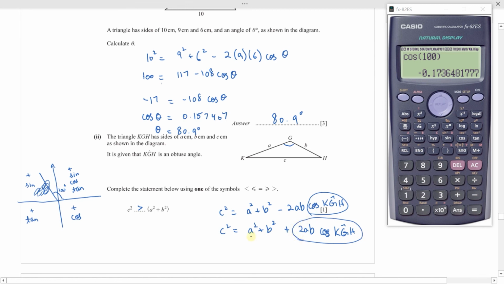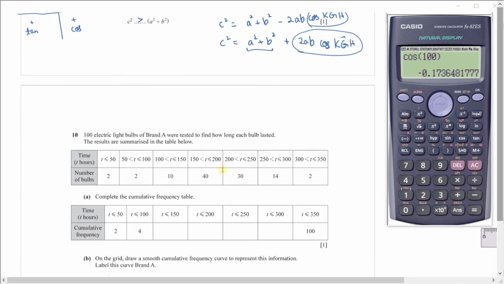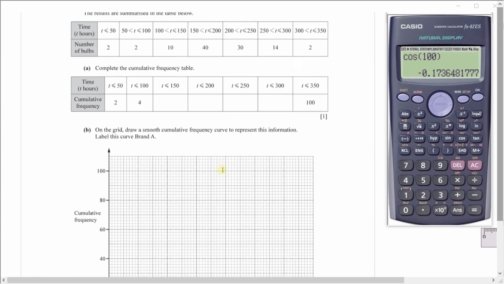So if you're adding something to a square plus b square to get c square, that means c square is definitely larger than a square plus b square, because you're adding this to a square plus b square to get the value of c square. So c square will be greater than a square plus b square. So let's move on to the next question.